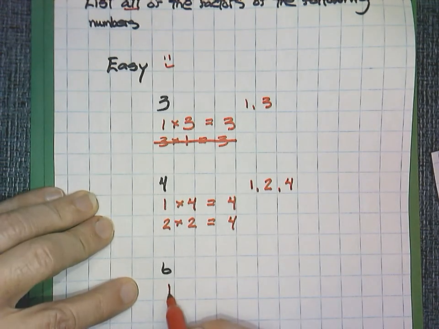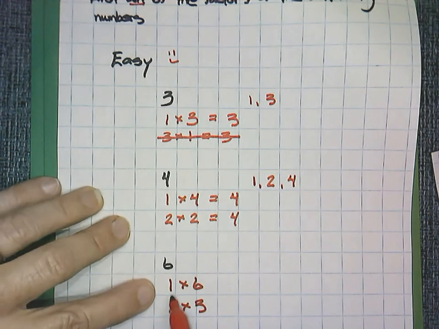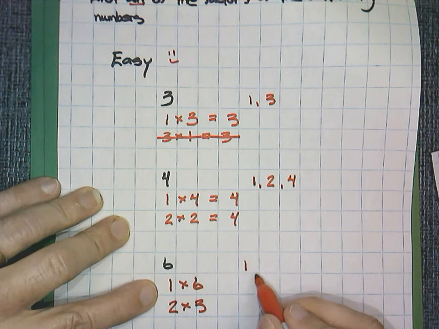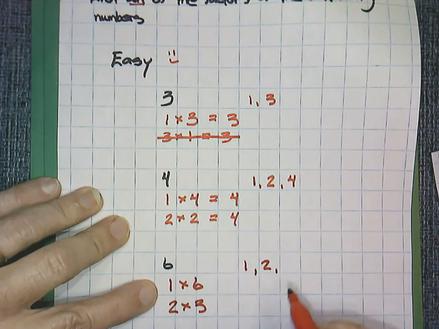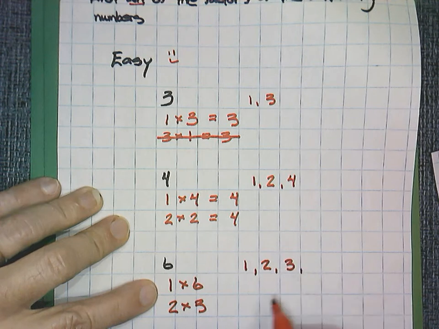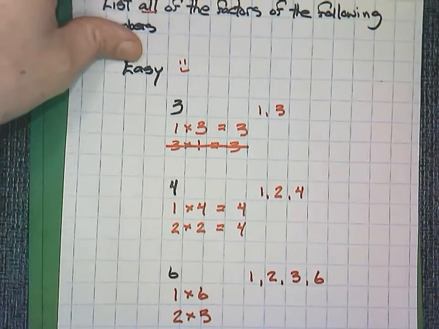6. 1 times 6 is equal to 6. And 2 times 3 would also be equal to 6. So if I list them, I would write them as 1, 2, 3, and 6. And remember that I would like to write them in order.